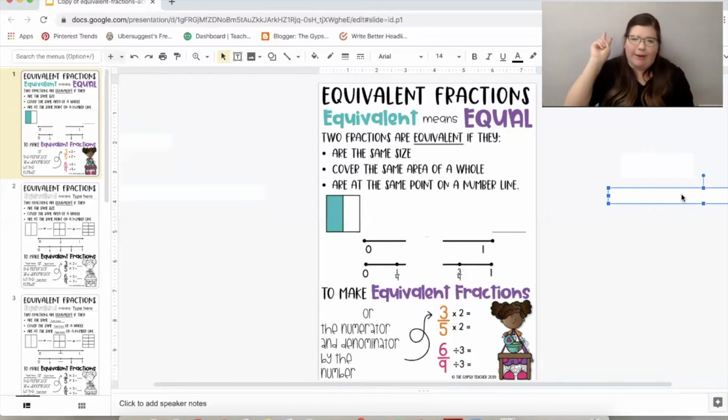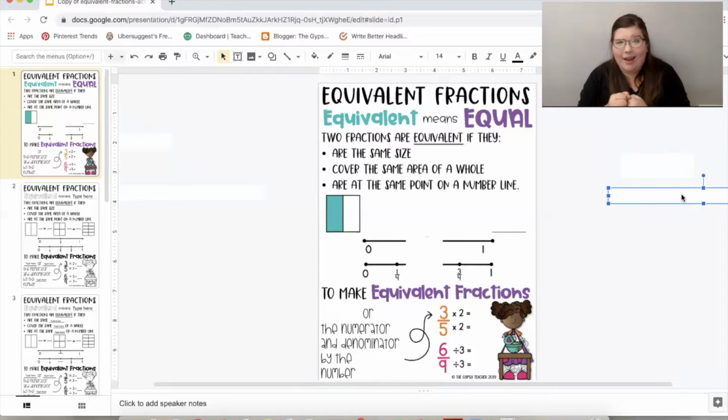So if they're on the same point on a number line, so let's say this part. Ready? Repeat after me. Two fractions are equivalent if they are at the same point on a number line. So you're going to extend your hands. So two fractions are equivalent if they are on the same point of a number line. So I have a little number line here, and I also have some other pieces that we're going to play around with. But let's say all three one more time.